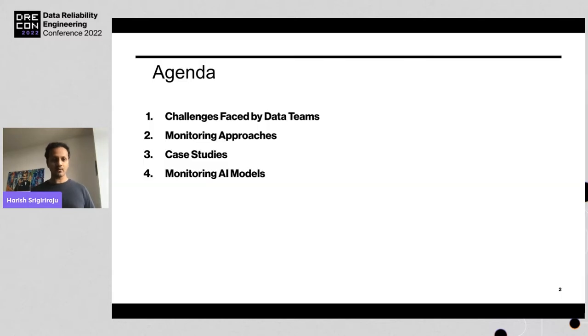Before I start, I wanted to quickly highlight the agenda. First, I would be covering what are the challenges typically faced by data teams. What are some of the monitoring approaches that teams can start including as part of their data processes, a few case studies that can also lead to some best practices, and then lastly, how do you monitor AI models, etc., as well beyond just the underlying data?